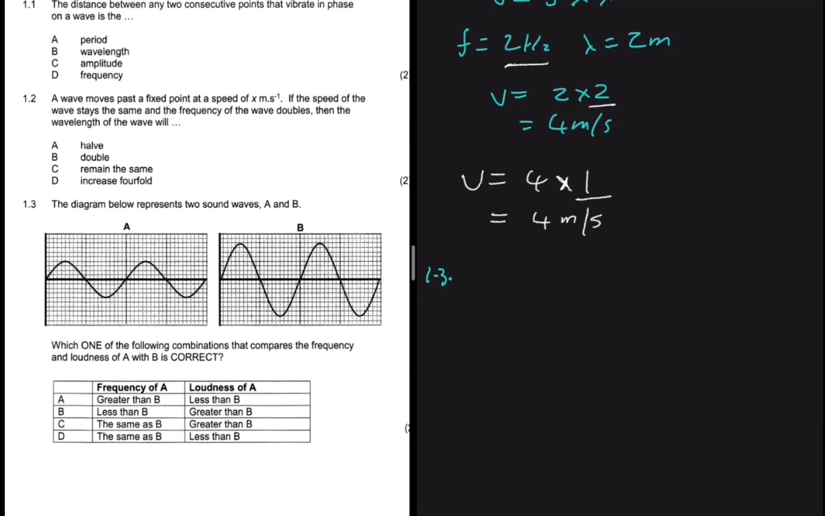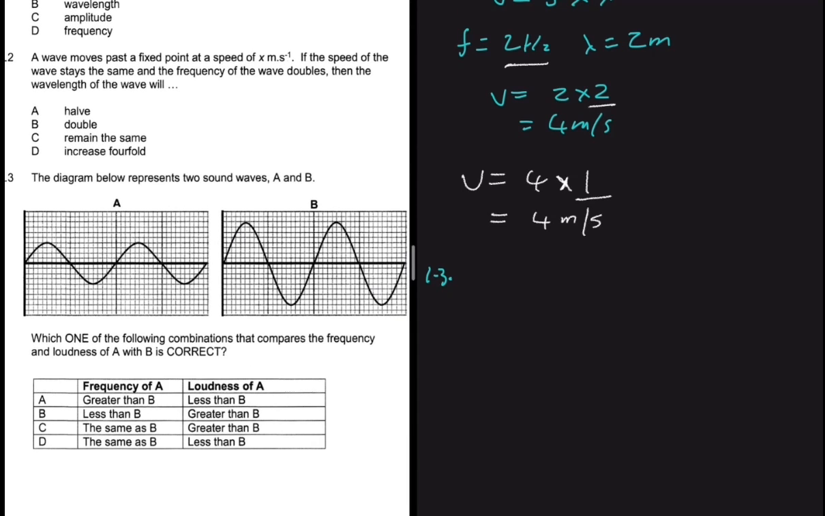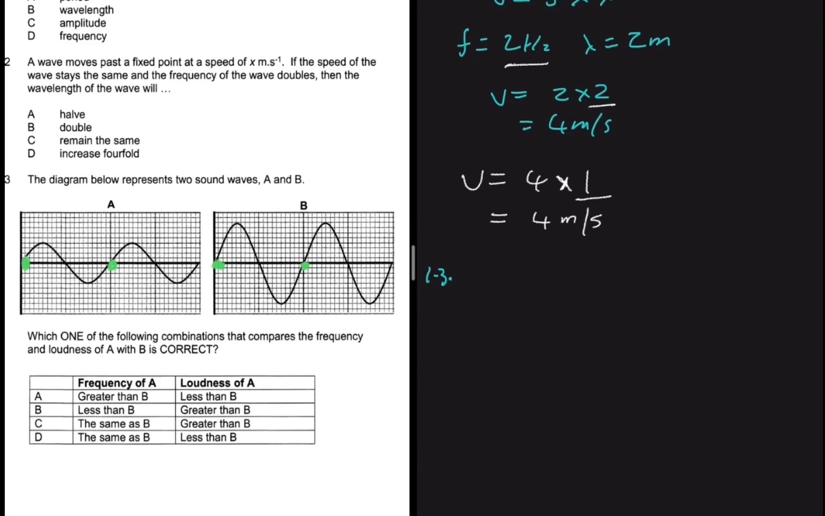1.3 says that the diagram below represents two sound waves, A and B. Which one of the following combinations that compares the frequency and loudness of A and B is correct? Let's look at option A. It says that the frequency of A is greater than that of B. Let's go on our sketch and see if that is true. From here to here, we have one completed wavelength, and from here to here, we have one completed wavelength. If we assume that on the x-axis we have time, then the period of A and B is the same, and if the period is the same, then the frequency should be the same.